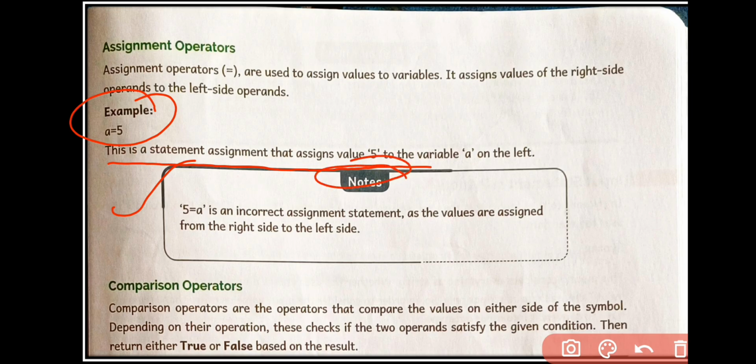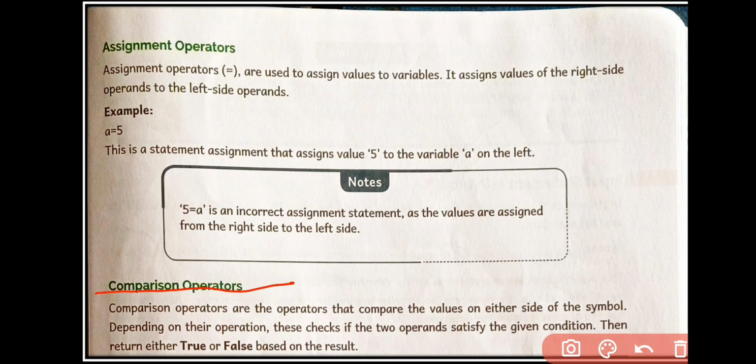Note that the other way is incorrect, because it assigns the right side operand to the left side. That means 5 equal to a, like this. That's why it is wrong according to the Python assignment operators. So everyone try to understand the assignment operator. Okay, next.